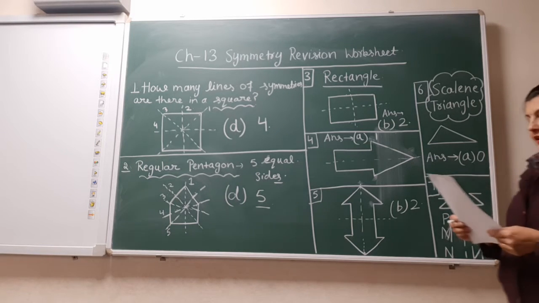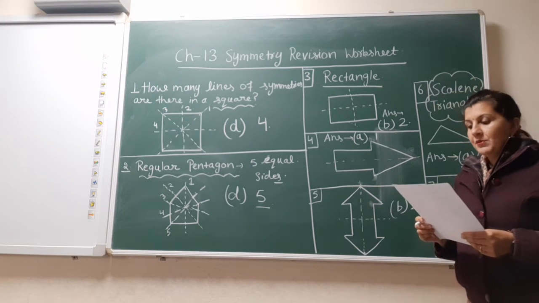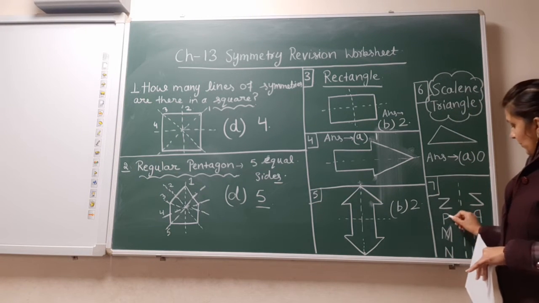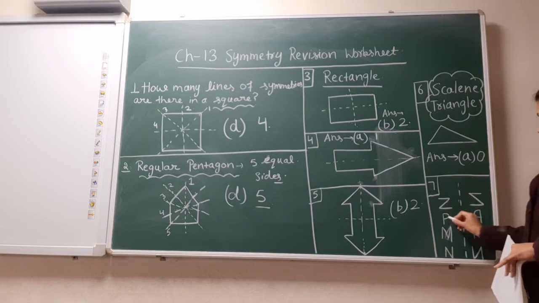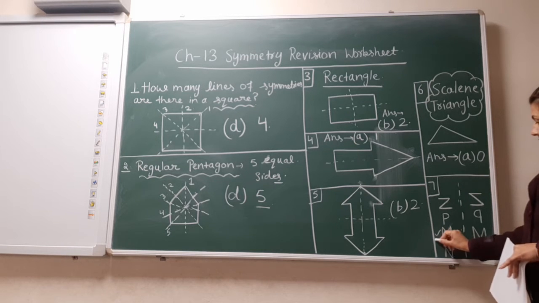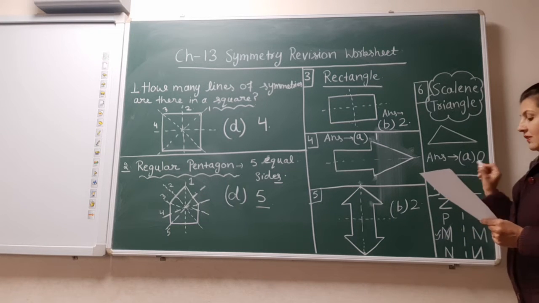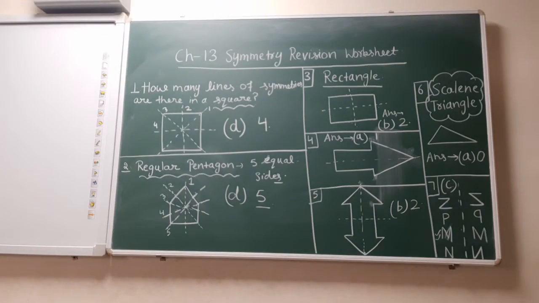0 lines of symmetry. Next is which letter looks the same after reflection when the mirror is placed vertically. Vertically means in this direction. Z, P, M and N are given. The mirror image of Z is this, P is this, M is this and N is this. So which is looking similar? This is M. So the M image is the same. So answer C is our answer. Now we will check out the other questions.